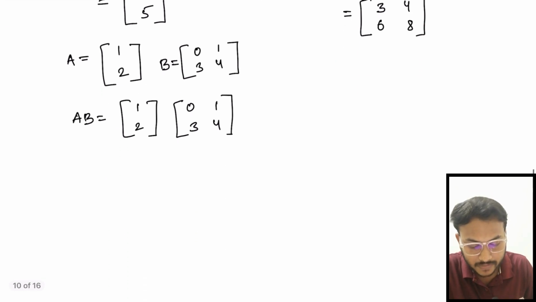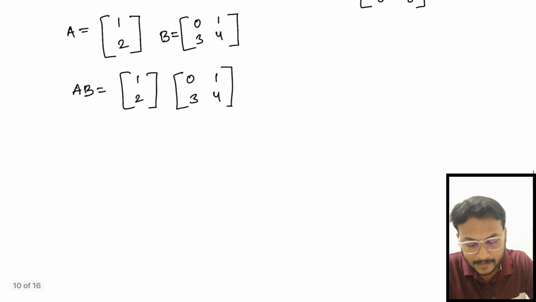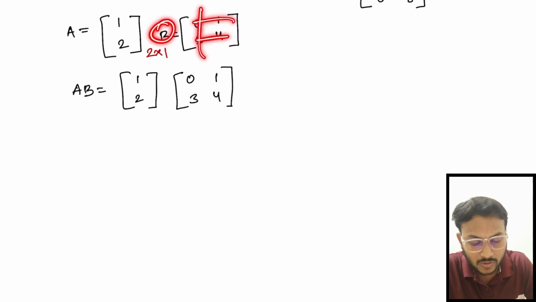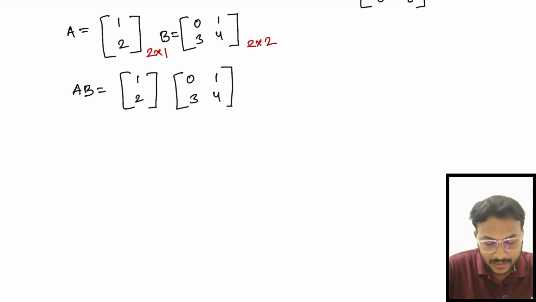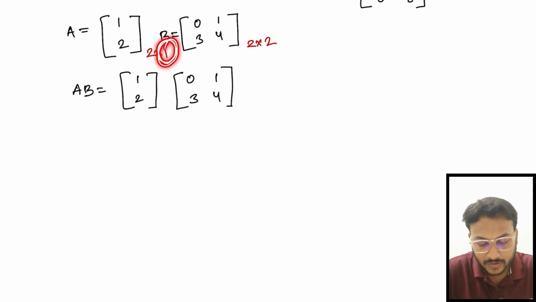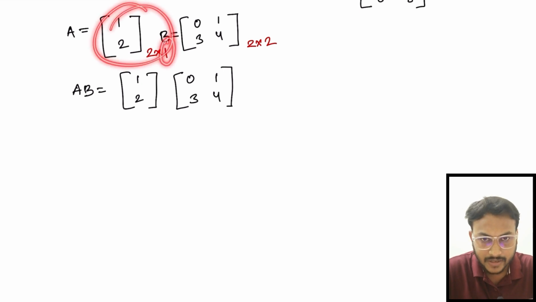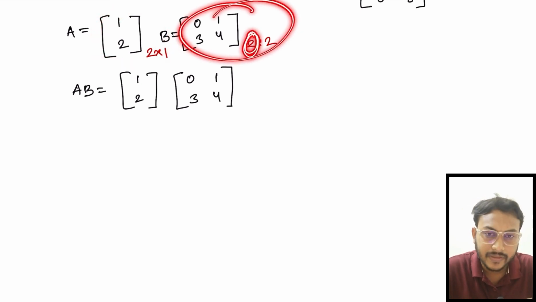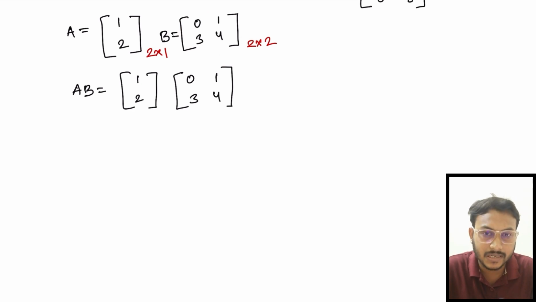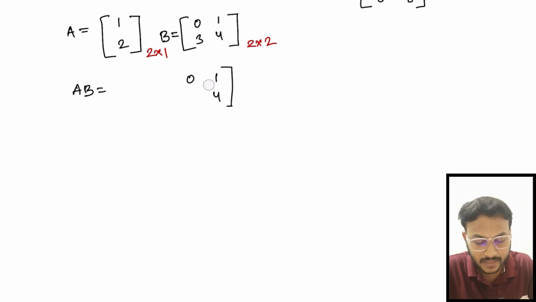But in the fourth example, in this matrix A, there are 2 rows and 1 column, so the order is 2 by 1. In the second matrix, there are 2 rows and 2 columns, so the order of the matrix is 2 by 2. Now you can see that the column count is 1. The first matrix has only 1 column, but the second matrix has 2 rows, which is not equal, therefore matrix multiplication will not be defined. So in this case, A multiplied by B is not defined.